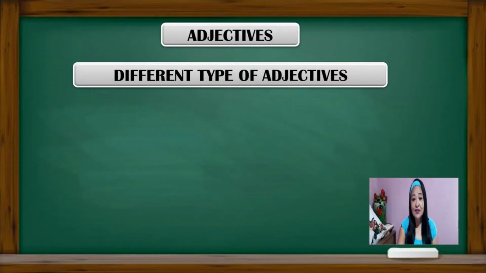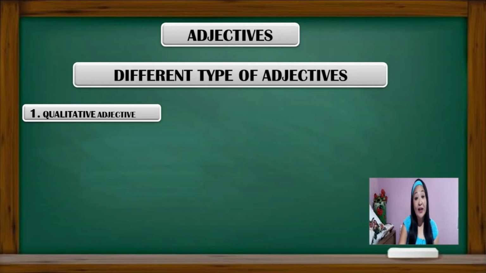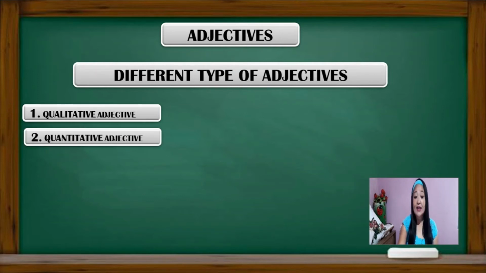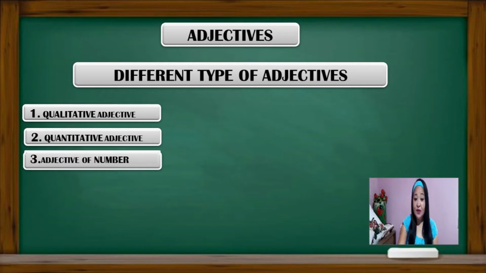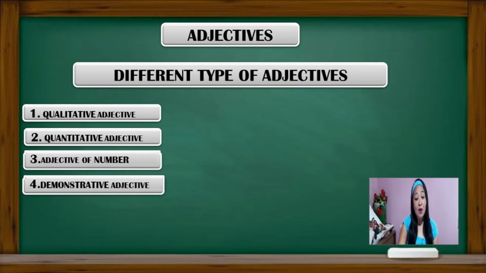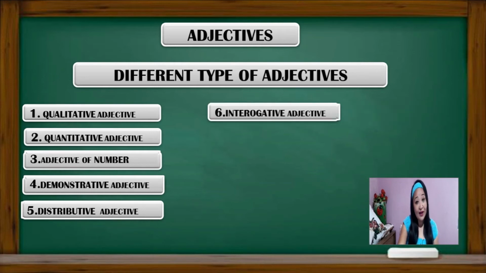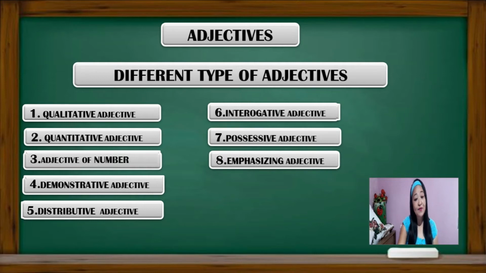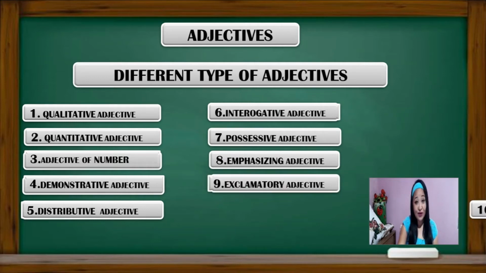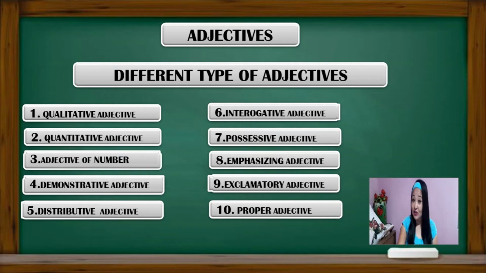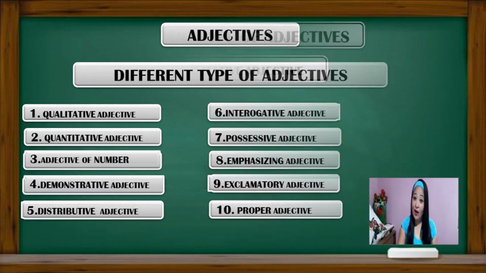Now, let us see the different types of adjectives. In different types of adjectives, we're going to see 10 types of adjectives today. First is the qualitative adjective, then quantitative adjective, adjective of number, demonstrative adjective, distributive adjective, interrogative adjective, possessive adjective, emphasizing adjective, exclamatory adjective, and proper adjective. All right, so these are the 10 types of adjectives that we are going to see in today's class. So let's see them one by one.